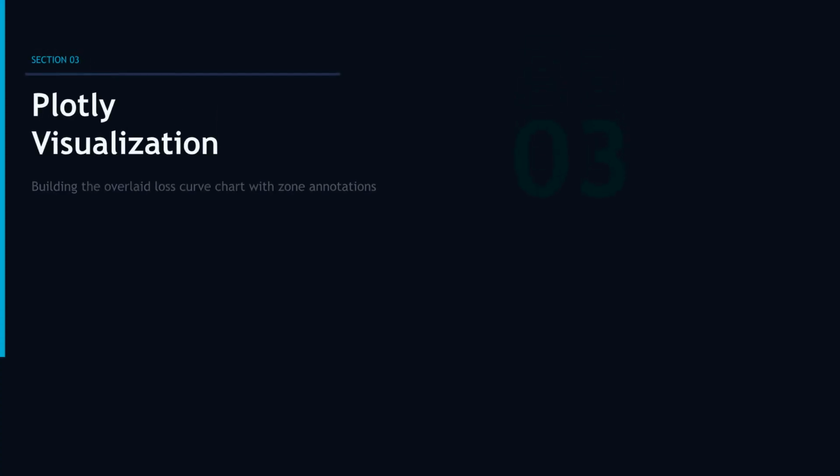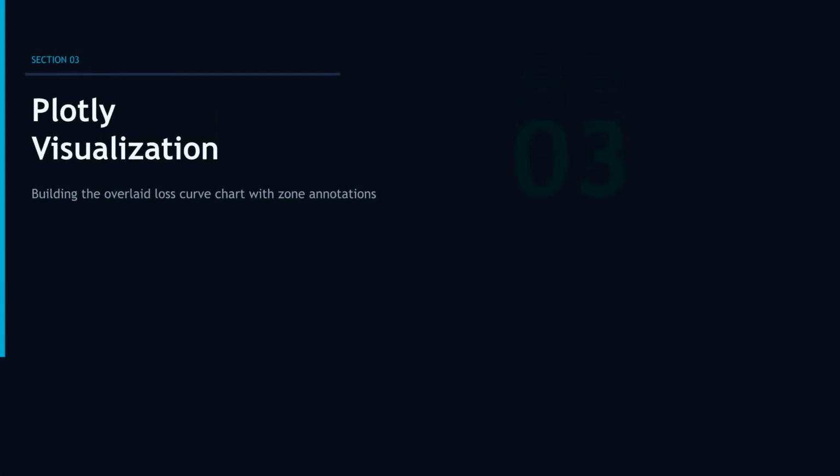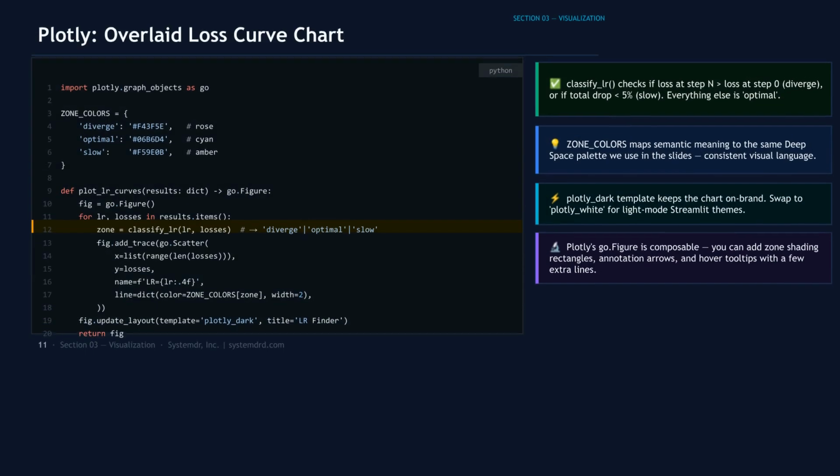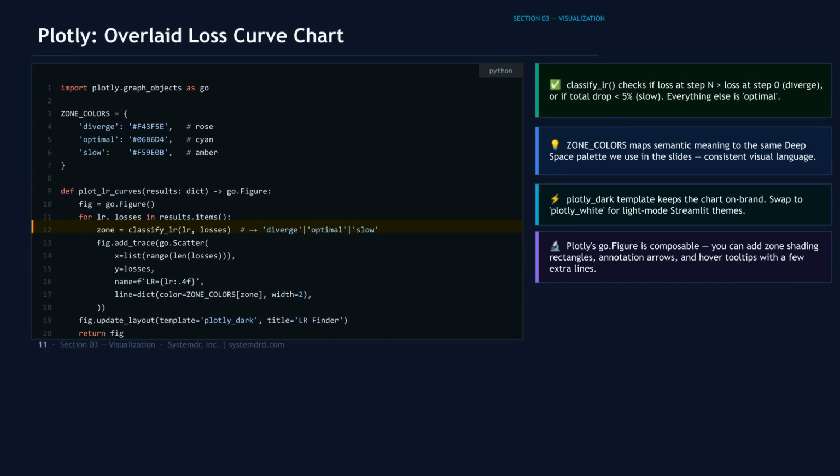Moving to visualization, we'll use Plotly to turn our raw results into an interactive, visually rich chart. We'll build the overlaid loss curve chart, complete with zone annotations, to make the results easy to read. The Plotly implementation uses a dictionary of color codes for visual consistency across our defined zones. We iterate through each LR's results, classify it into a zone, and add a scatter trace. Using plotly_dark provides a sleek, dark mode canvas. Plotly's figure object is highly composable, allowing further customization for detailed analysis.